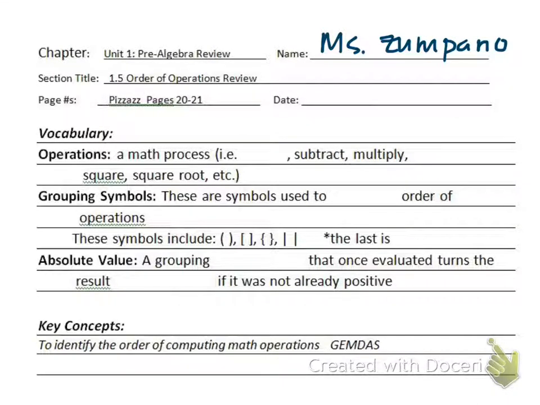Our first vocabulary word is operations. This is a math process such as add, subtract, multiply, divide, square, square root, etc.